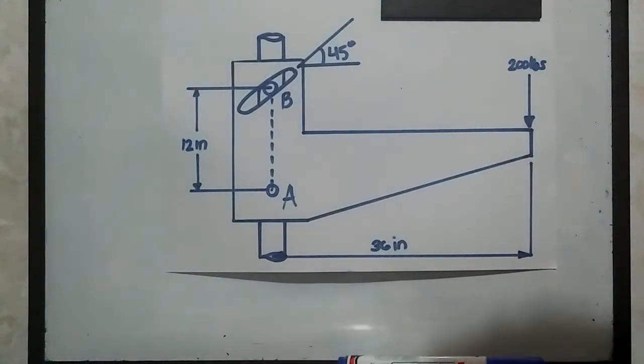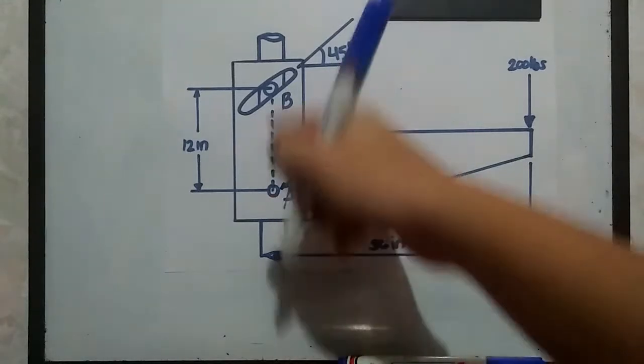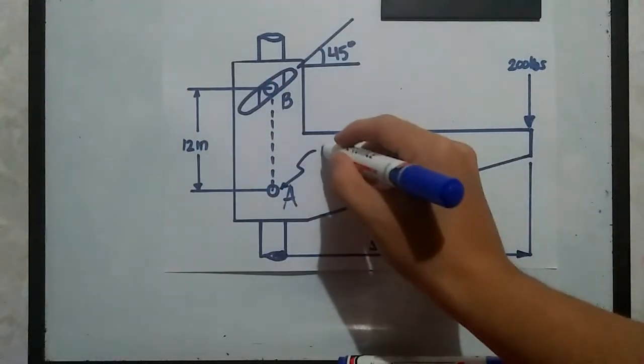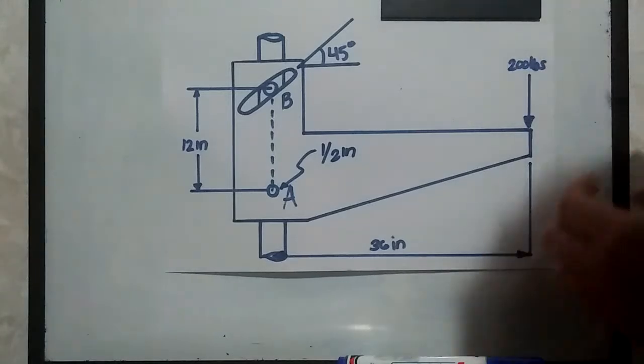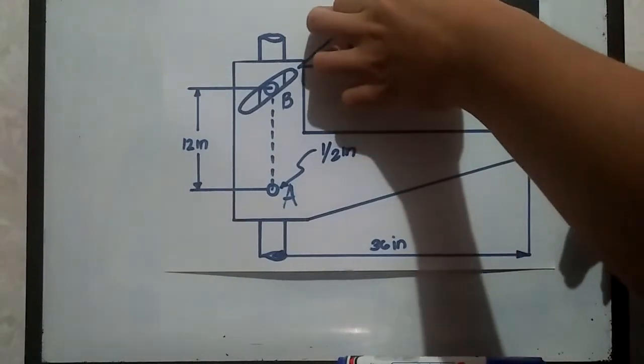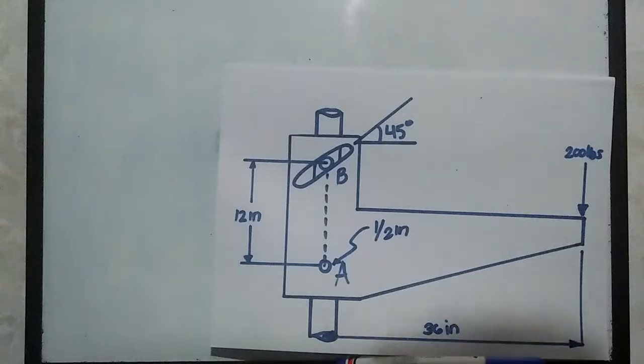Upon solving for that, don't forget that the diameter of pin A and B is 1/2 inch. Okay, so let's try to solve this problem. I'm just going to give some space for us to solve.